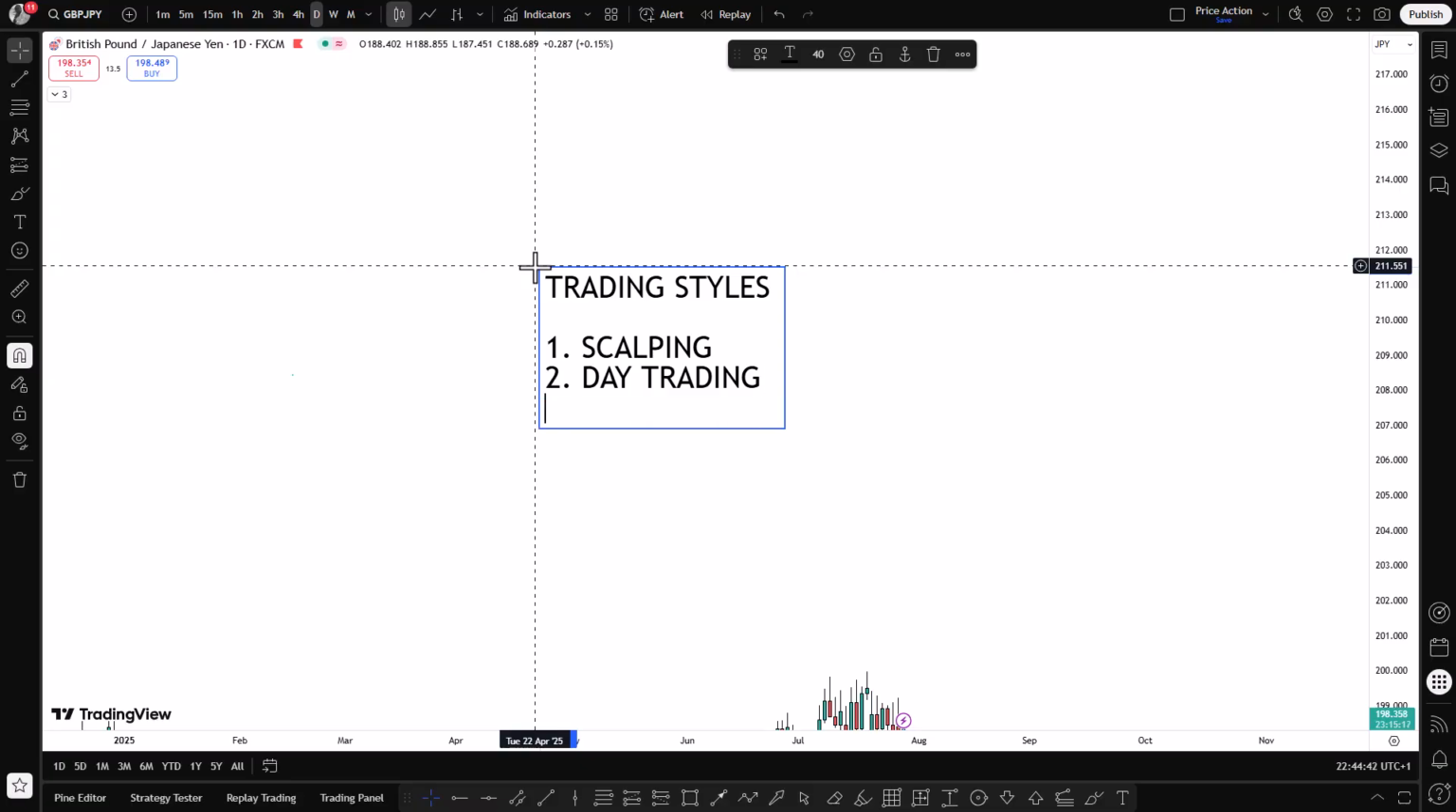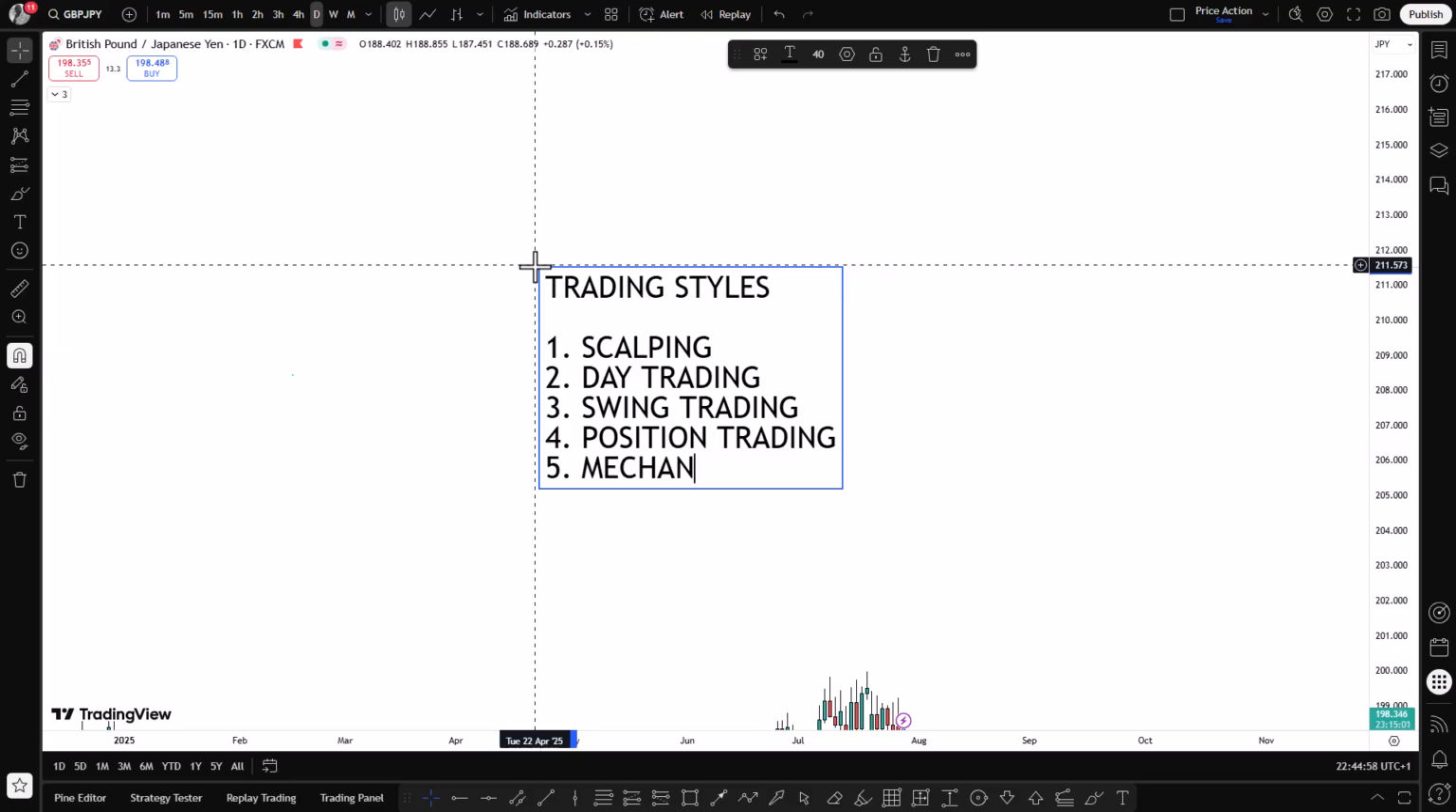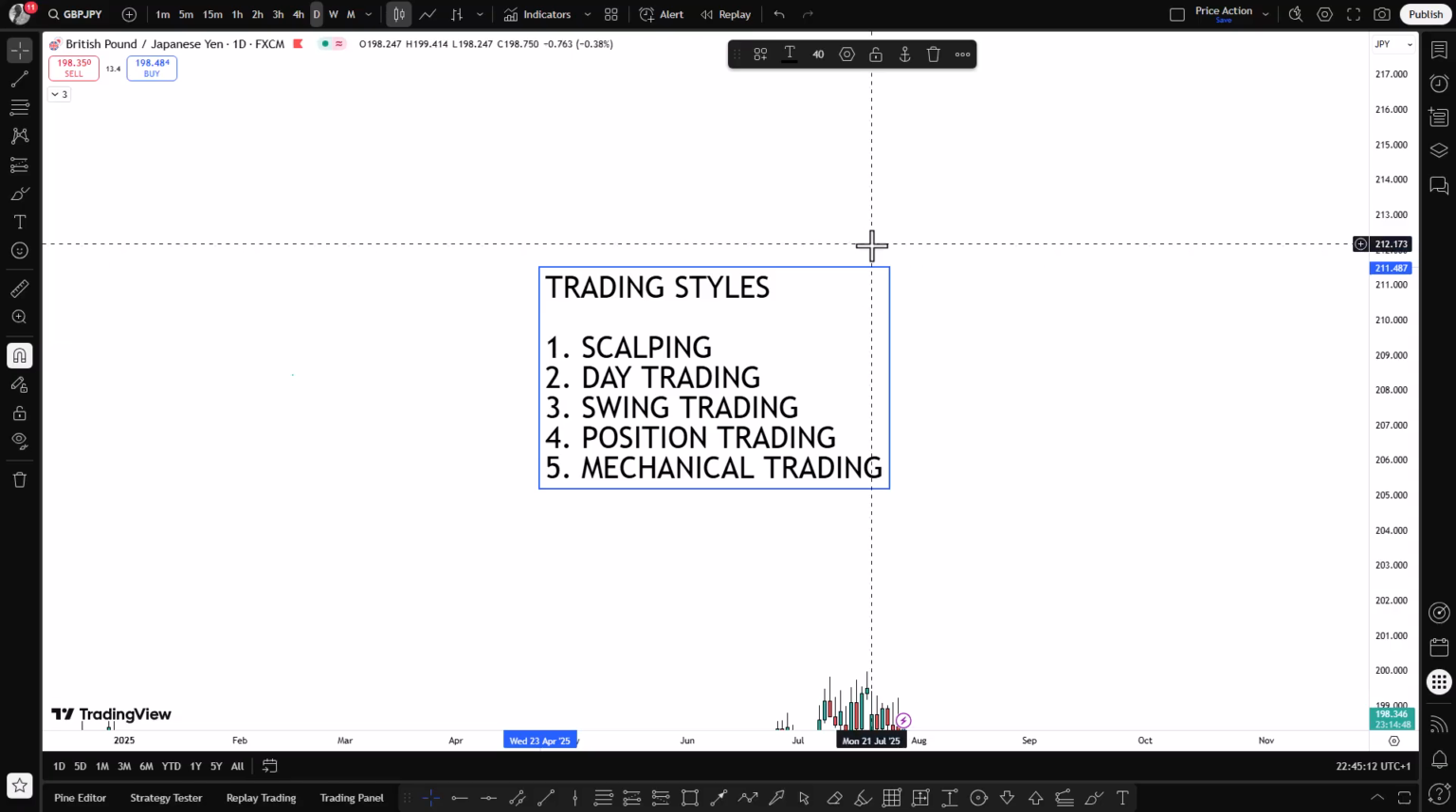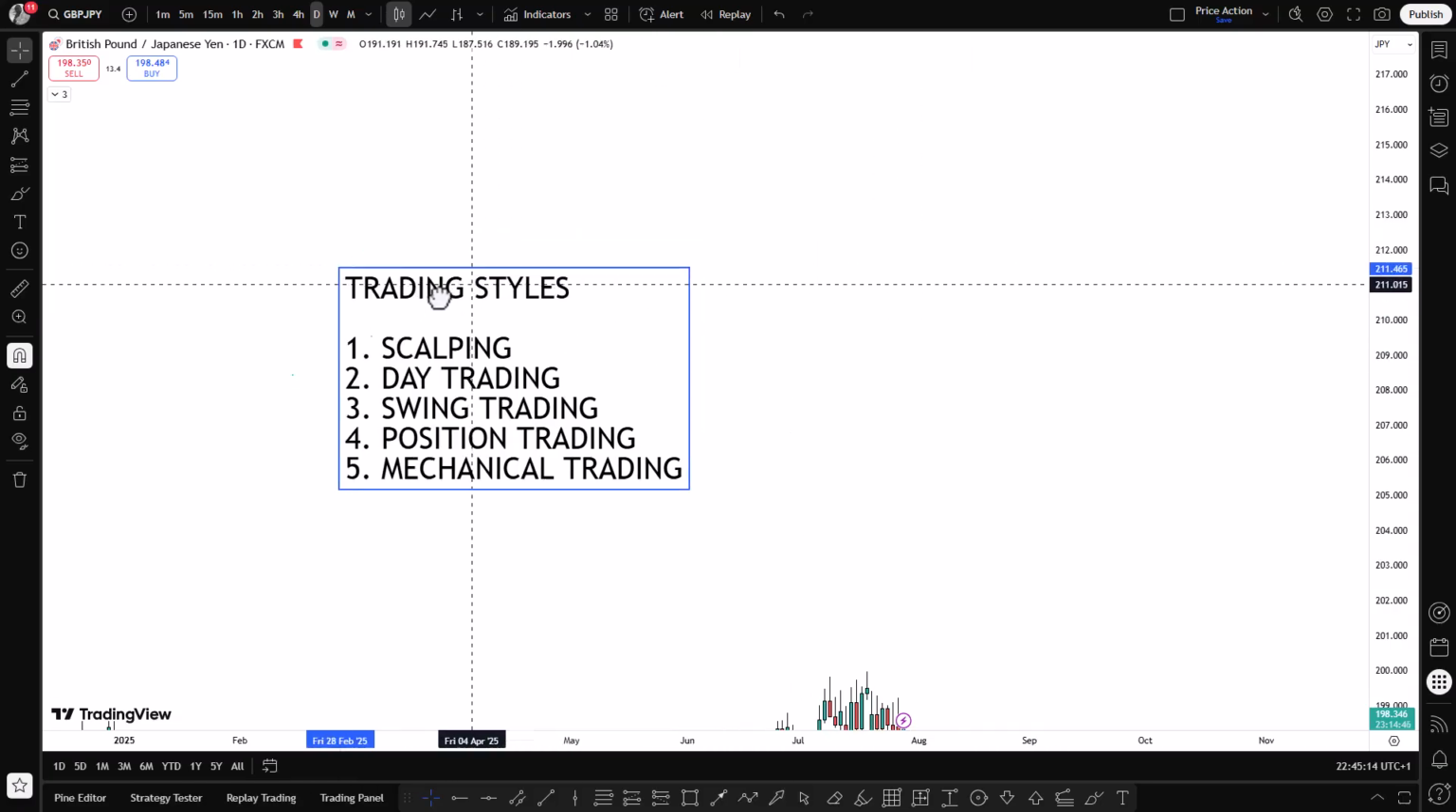Right after day trading, the third is swing trading, okay? And after swing trading, the fourth is position trading. Now, some people tend to consider mechanical trading as a kind of trading style in and of itself, while some people, regardless of what others choose to classify mechanical trading as, just focus on these four, which is more than enough for us to talk about right now, okay?